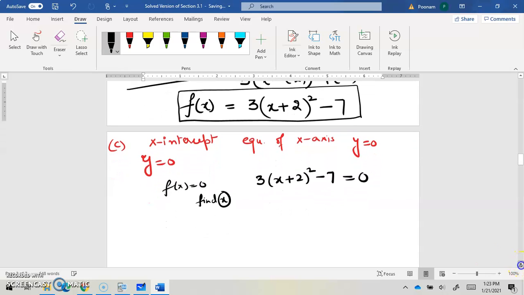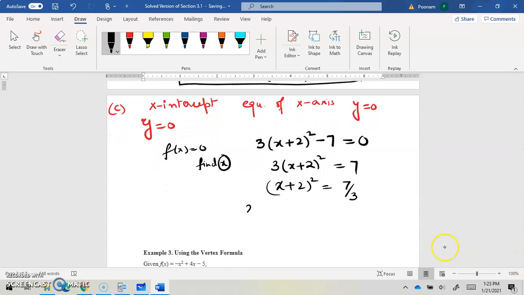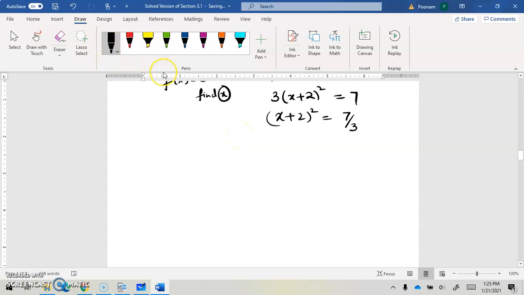Let's solve it. We can add 7 on both sides. We will have 3 times x plus 2 whole square is equal to 7. We can divide by 3 on both sides. This will give us 7 by 3. We can take the square root on both sides, which will become x plus 2 is equal to plus minus square root of 7 by 3. So x is equal to negative 2 plus minus square root of 7 by 3.